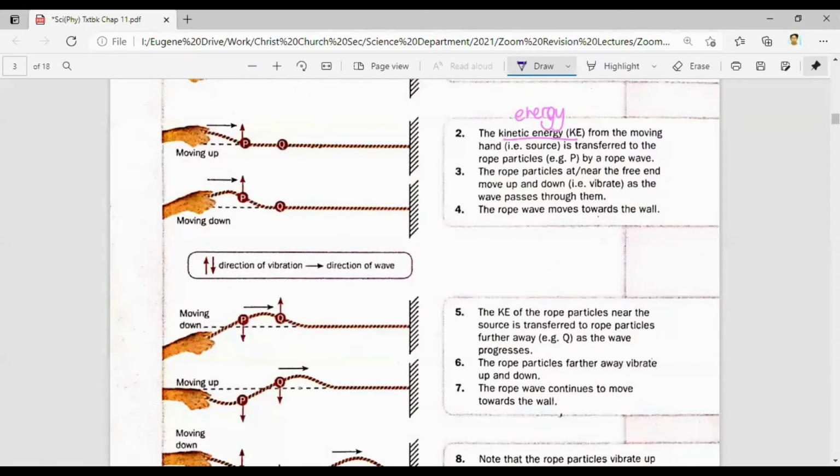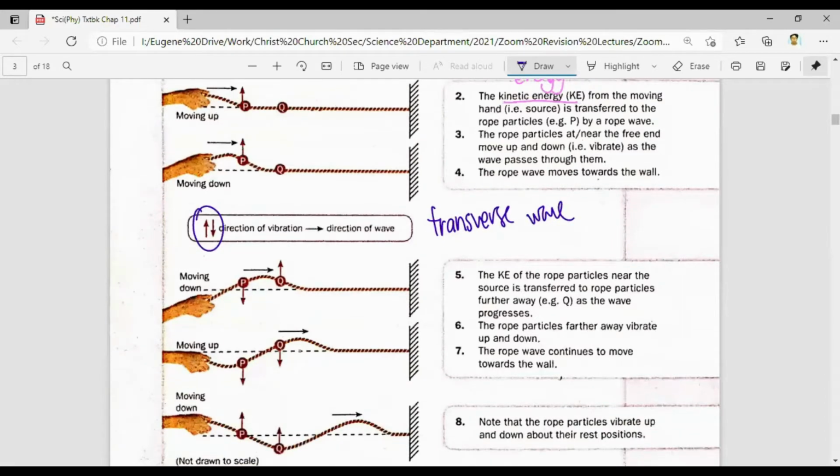The motion at each point of the rope is also going up and down as the wave travels from left to right. Look carefully. The wave is going from left to right, but the particles, my hand, the P and Q particles, are only moving up and down. It is an interesting concept of the rope wave. This is known as the transverse wave, which we will go into later on.